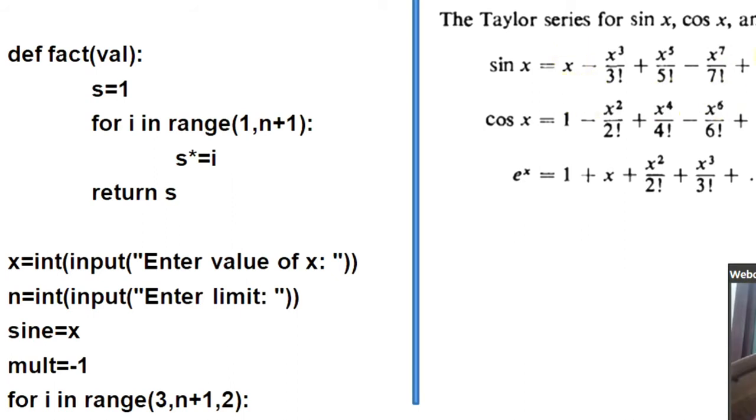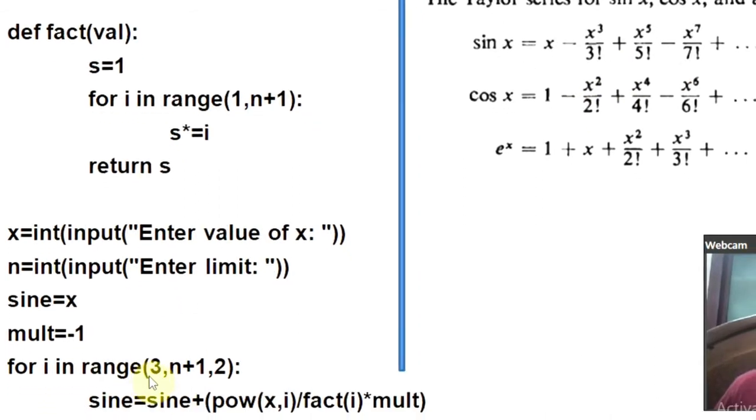Now I have to compute this one. So I have initialized sine. Sine is a variable where I will be computing the whole expression. I have initialized it to the value of x. So up till here my job is done, right? So sine is x. I have initialized mult to -1. Why? I'll just let you know.